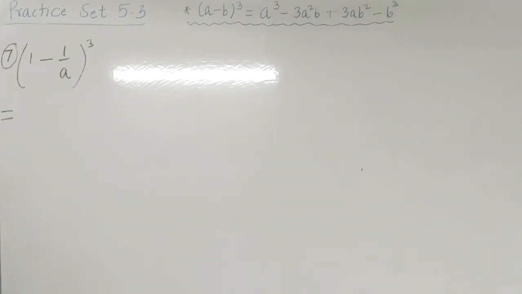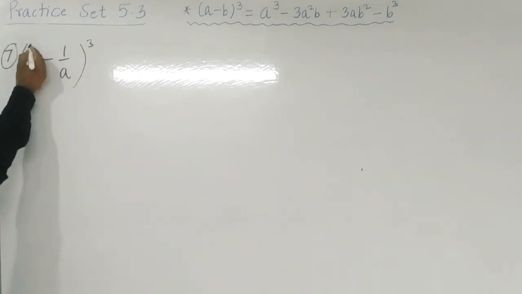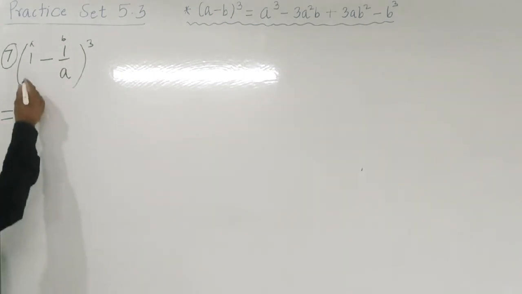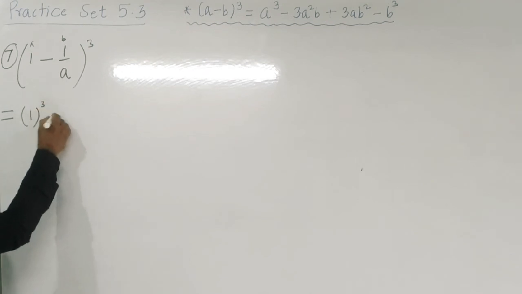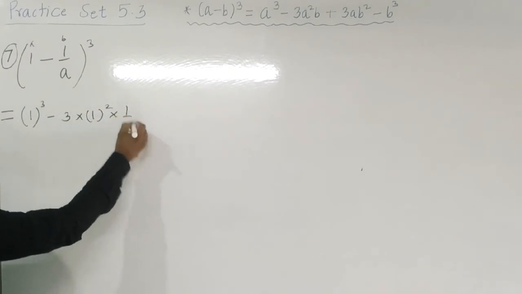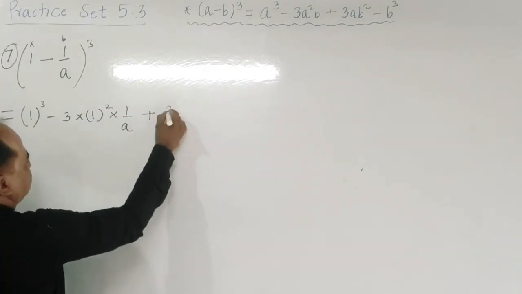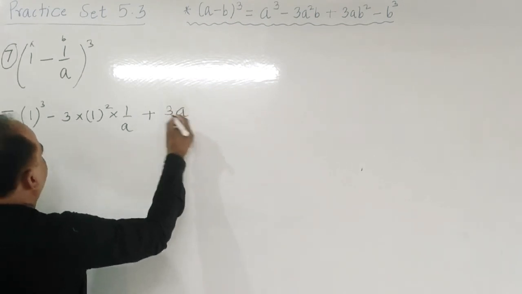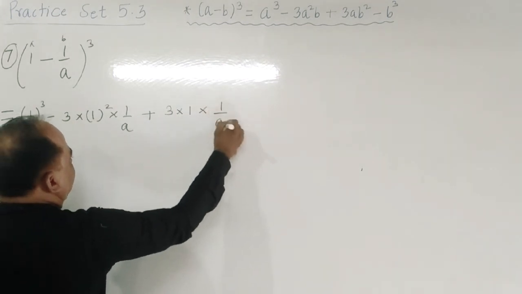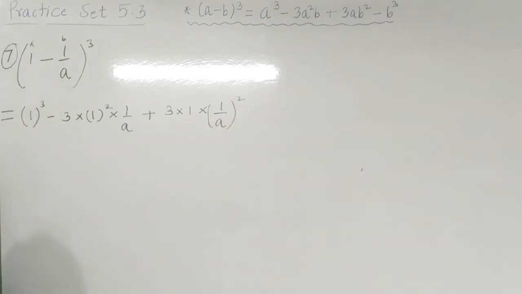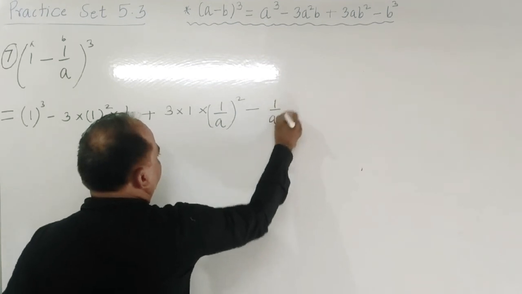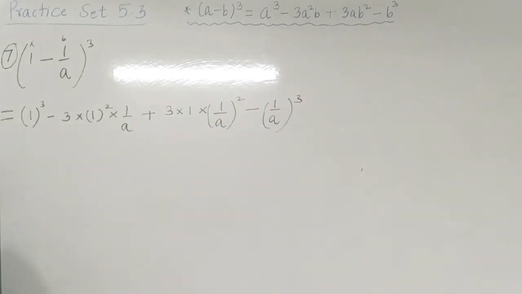Seventh example, 1 minus 1 upon a, bracket cube. A is equal to 1 here and b is equal to 1 upon a. So we'll apply the formula (a minus b) bracket cube. So first term 1 cube, minus 3 times 1 square into 1 upon a, plus 3 times 1 into 1 upon a bracket square, minus 1 upon a bracket cube.